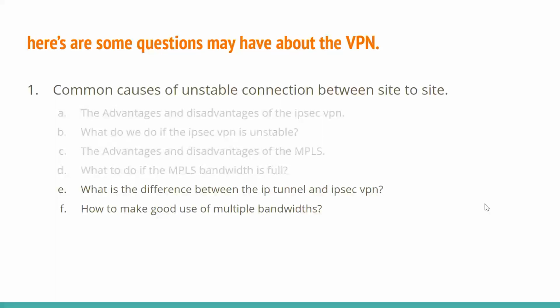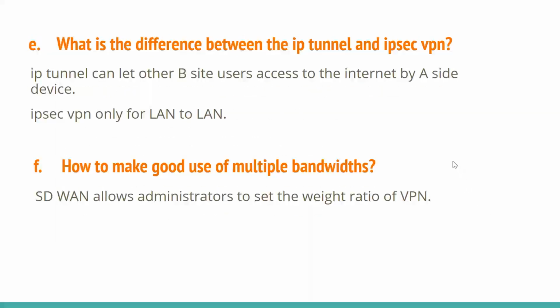Item E and item F. Item E, what is the difference between the IP tunnel and the IPsec VPN? The IP tunnel can let other B site users access the internet through a site device. But IPSec VPN is only for LAN to LAN, so it cannot let other site users access the internet through this site.